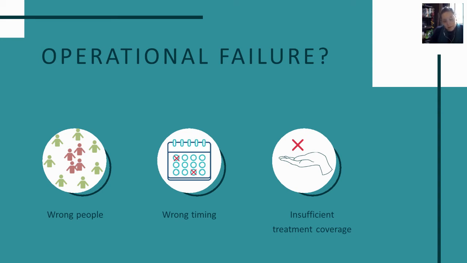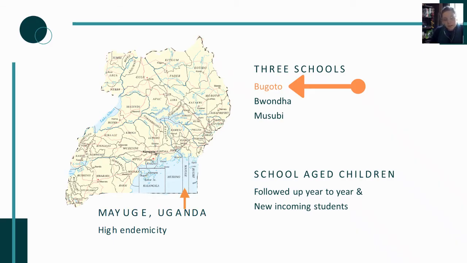And for some of the operational failures, we mean things like treating the wrong people, so missing out certain demographic groups, treating at the wrong time, so maybe not treating frequently enough, and also insufficient treatment coverage, so actually we're just not treating enough people. And so to understand this persistent transmission, we need to understand the temporal dynamics of clearance and reinfection.